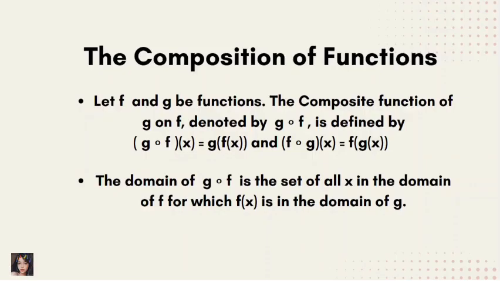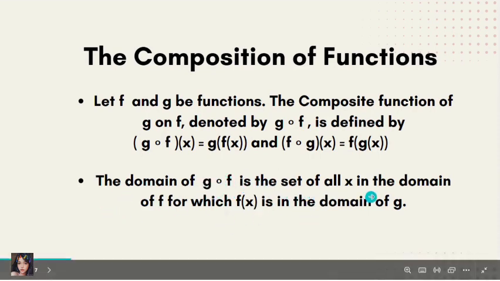So, the composition of functions. Let f and g be functions. The composite function of g on f, denoted by g composed of f, is defined by g composed of f of x is equal to g of f of x, and f composed of g of x is equal to f of g of x. The domain of g composed of f is the set of all x in the domain of f for which f of x is in the domain of g.